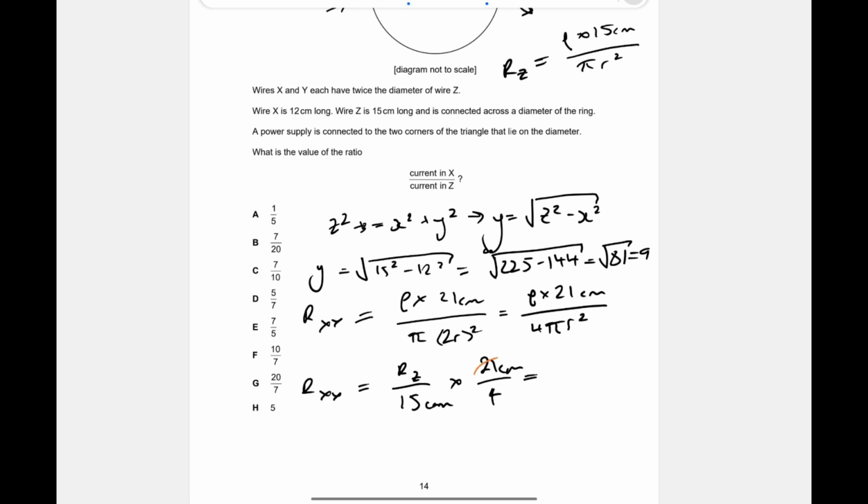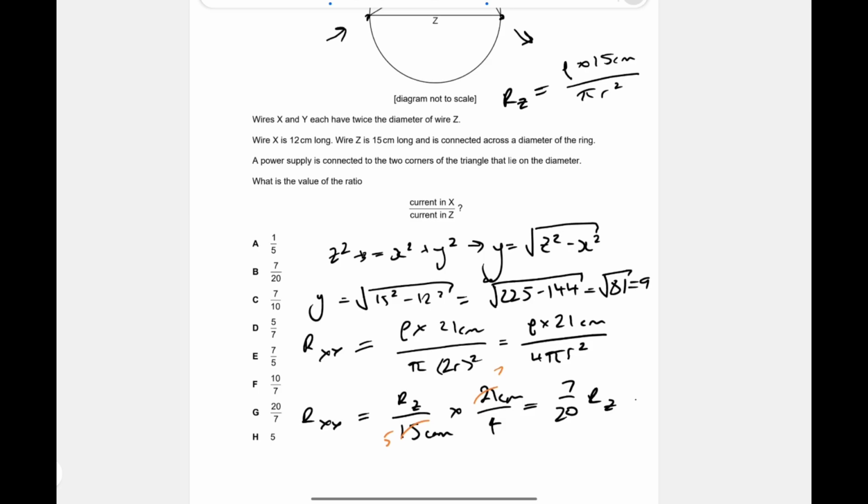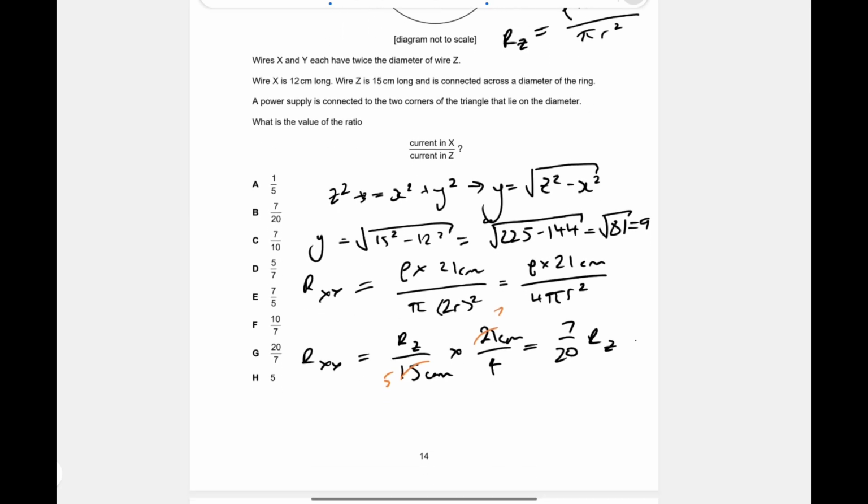which is going to be, cancellation, take out factors of 3, 7, and 5. Then you can cancel out the units as well, so it becomes dimensionless. So you get 7/20 Rz. So yeah.